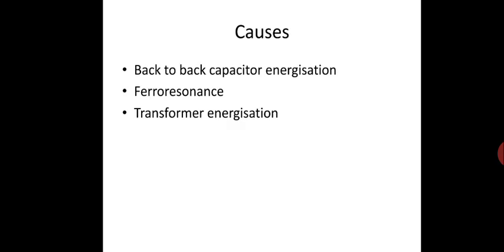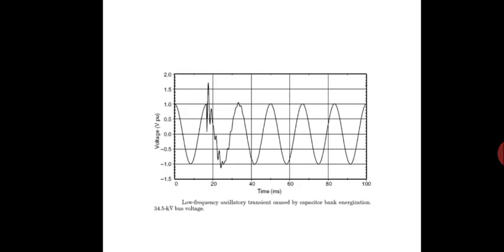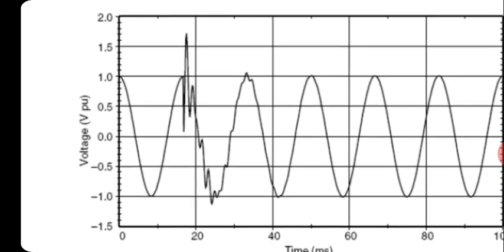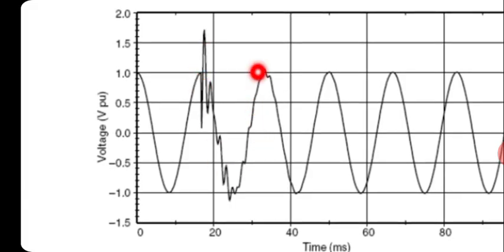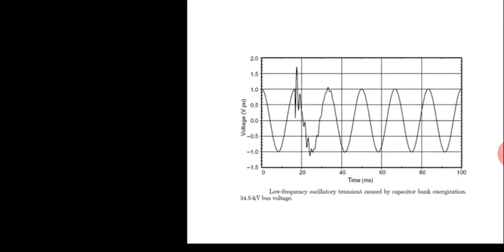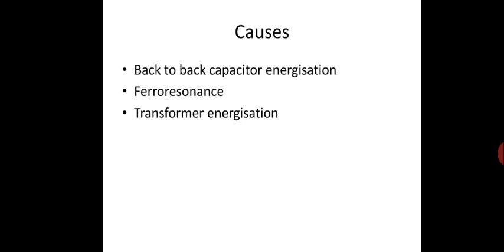The duration of that oscillation can last 0.5 to 3 cycles depending on the system damping. You can see here this duration lasts up to half a cycle, 1 cycle. Similarly, you can see this one is 1 per unit, and this one is 1.5 per unit above, and it can go up to a maximum of 2 per unit. The duration can last 0.5 to 3 cycles, that is 1 cycle, 2 cycles, 3 cycles. I think you got what is meant by oscillatory transients. The causes are back-to-back capacitor energization, ferro resonance, and transformer energization.